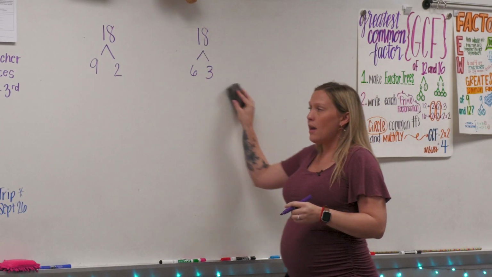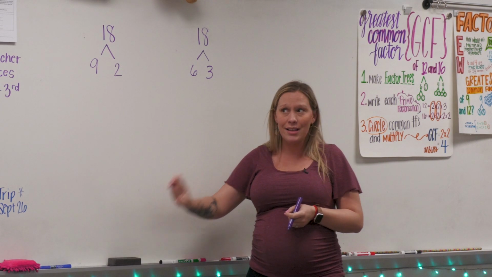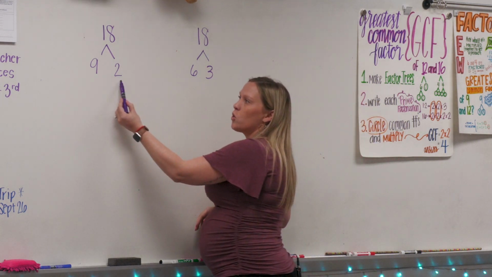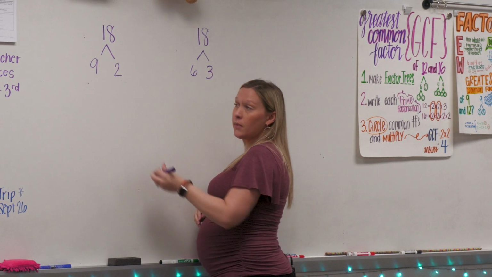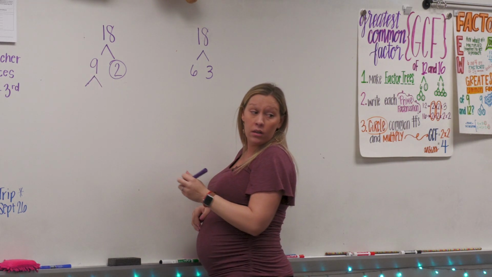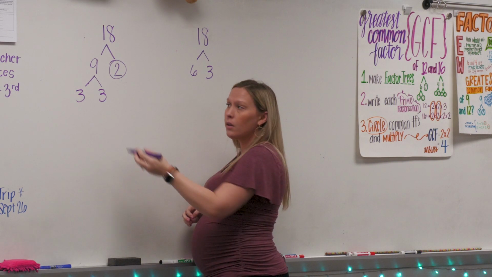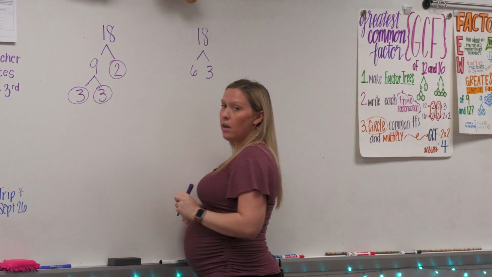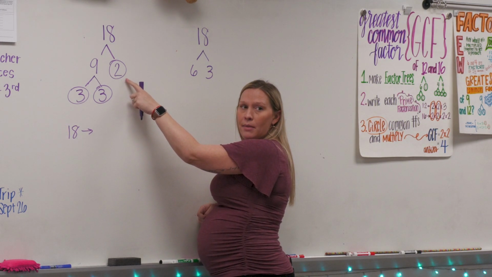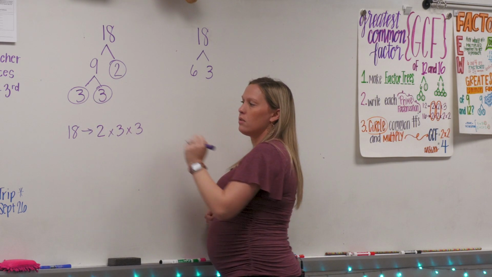So you want to find those other factors that are going to get you to 18. Again, I'm going to show you that either way, you're going to get the same prime factorization, that same sentence with just prime numbers. Which one do I circle? The 2. How do I break down 9? 3 times 3. Circle them. That's all I got. So the prime factorization, I always start with my small one: 2 times 3 times 3.